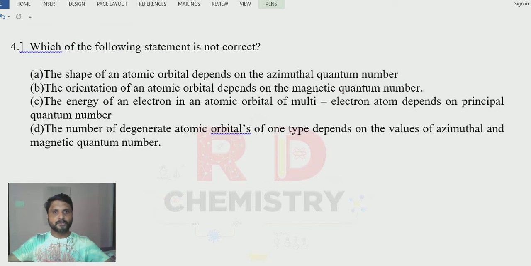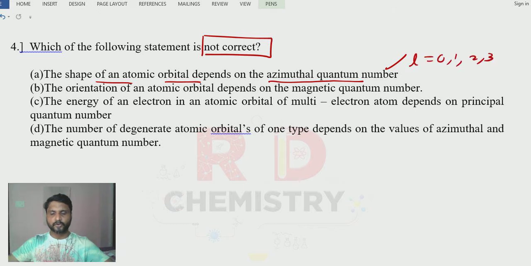Question number 4. Which of the following statements is not correct? Find out the incorrect statement. The shape of the atomic orbital depends on the azimuthal quantum number. This is correct, right? L is equal to 0, 1, 2, 3. This will give s, p, d, f subshells. Correct statement. Orientation of the atomic orbital depends on the magnetic quantum number represented by m. This tells whether they are the px orbital, py orbital, or pz orbital. This is determined by the magnetic quantum number.